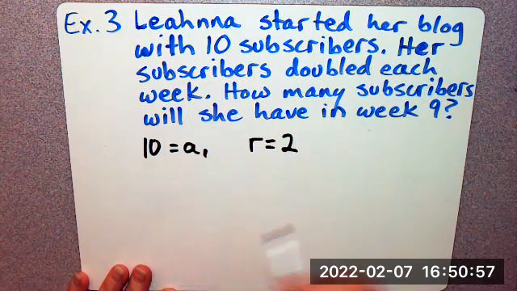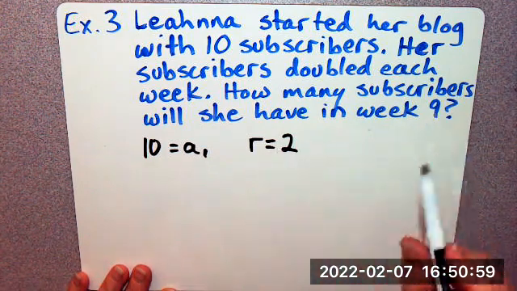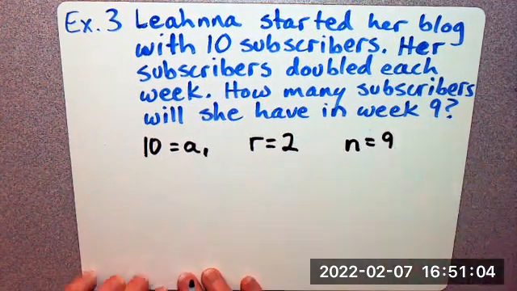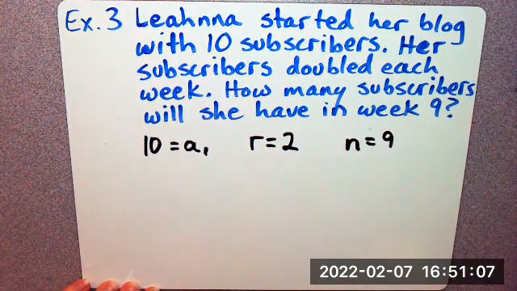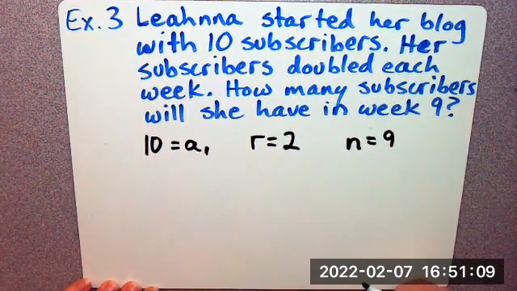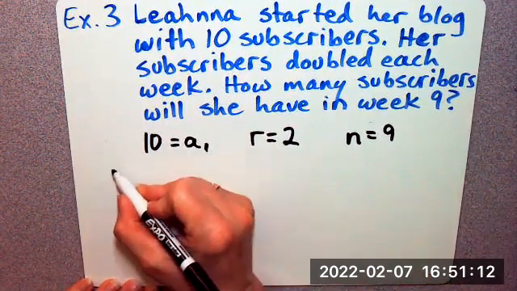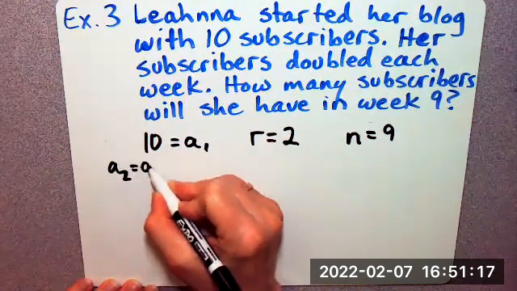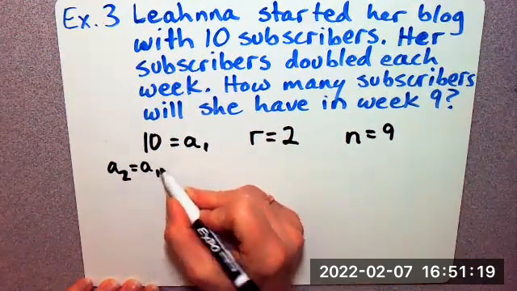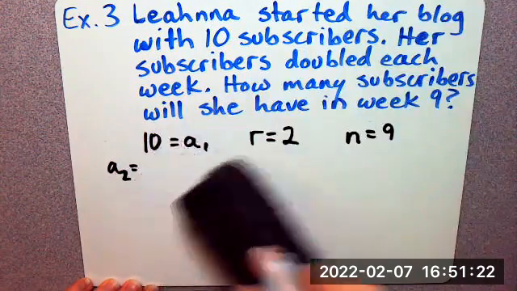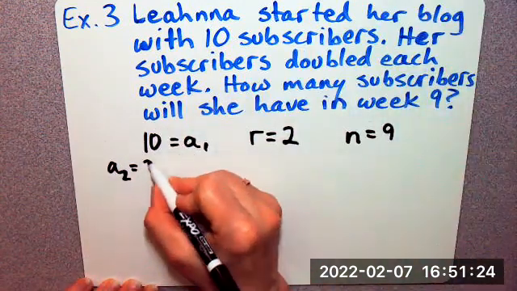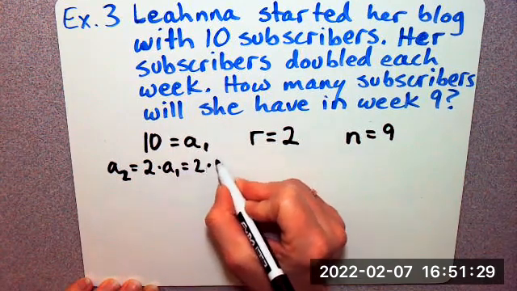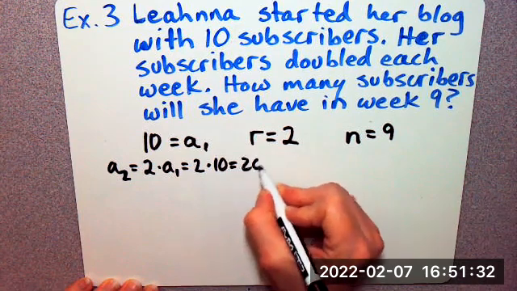How many subscribers will she have in week 9? So we have n equals 9. So we have some key data. So let's first do the recursive so you can see why we don't want to do this to a computer. So if we have A1 or A2, we do R times A1. So 2 times A1, so that's 2 times 10, which is 20.